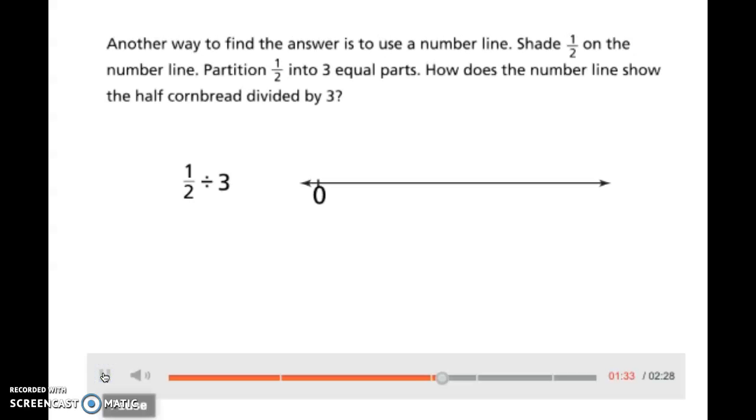Another way to find the answer is to use a number line. Shade 1/2 on the number line. Partition 1/2 into 3 equal parts. How does the number line show the half cornbread divided by 3?